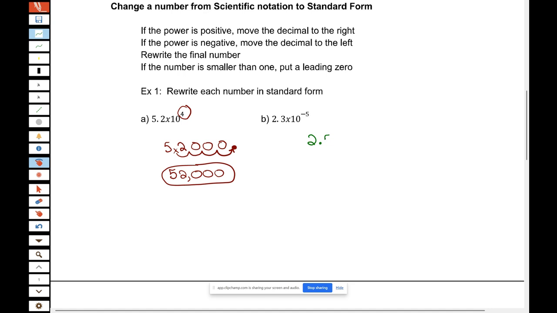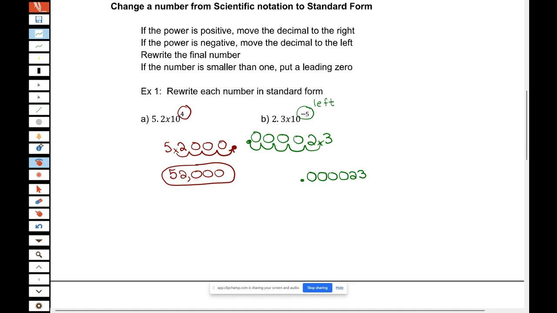If we have a negative exponent, like 2.3 times 10 to the negative fifth, that means we're going to move the decimal left 5 spaces: 1, 2, 3, 4, 5. We fill in zeros, 0, 0, 0, 0, so the old decimal is gone. I have 0.000023.